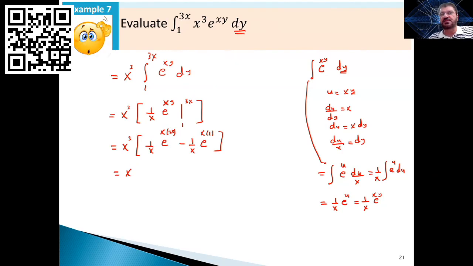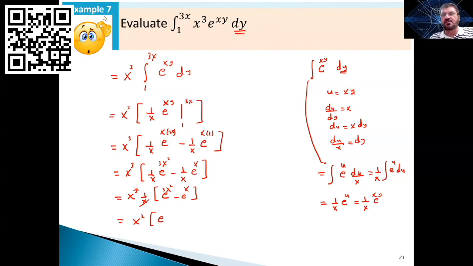And this is equal to x cubed, 1 over x e to the 3x squared minus 1 over x times e to the x. Take 1 over x out, so you have x cubed times 1 over x. You're left with e to the 3x squared minus e to the x. This one cancels the cube, you get x squared times e to the 3x squared minus e to the x. This is the final answer. See about the sensitivity here? You integrate with respect to y, so x is garbage. Just kick it out always.